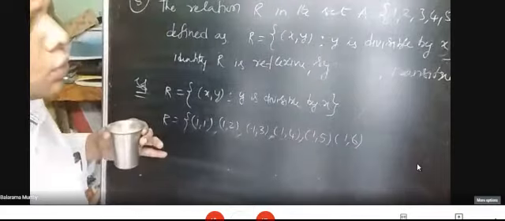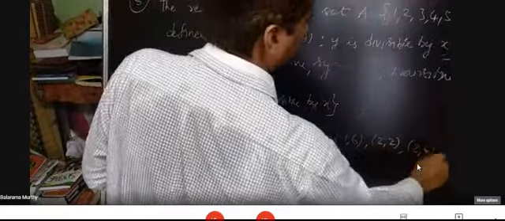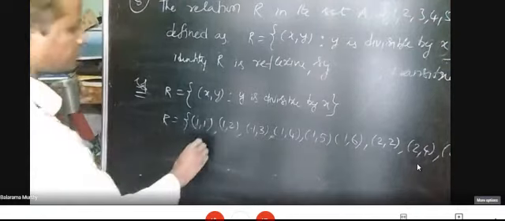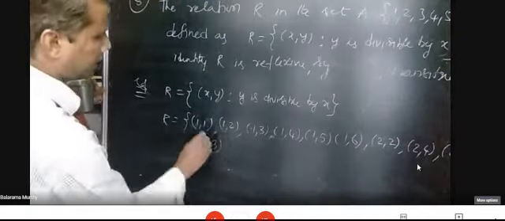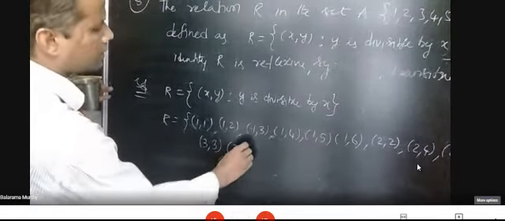Next, start with 2: (2, 2), then (2, 4), (2, 6). Is it clear? Yes, sir. Next, (3, 3) and then (3, 6). Clear? Yes, sir. Any other element?